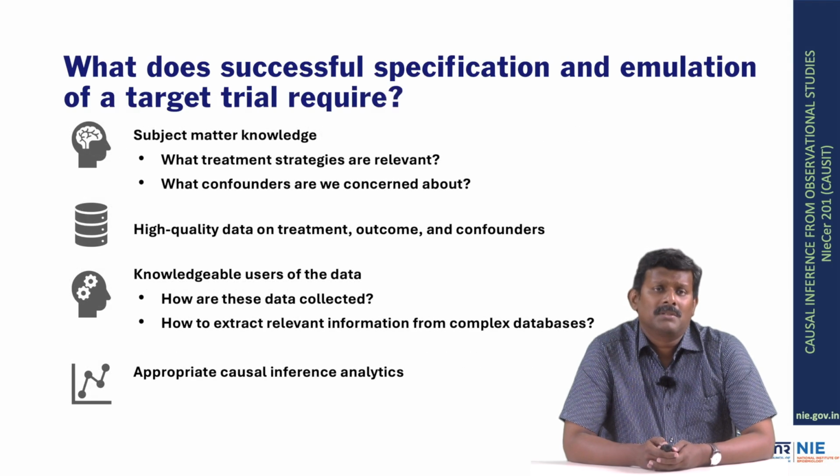And what does successful specification of emulation essentially require? It first requires subject matter knowledge of what treatment strategies are relevant to answer this particular causal question, and what the potential confounders are that we should be concerned about. We also require high quality data on treatment, outcome, and potential confounders. Of course, there will be unmeasured confounders which will eventually play their role, but as much as possible, we need to have data on all relevant confounders.